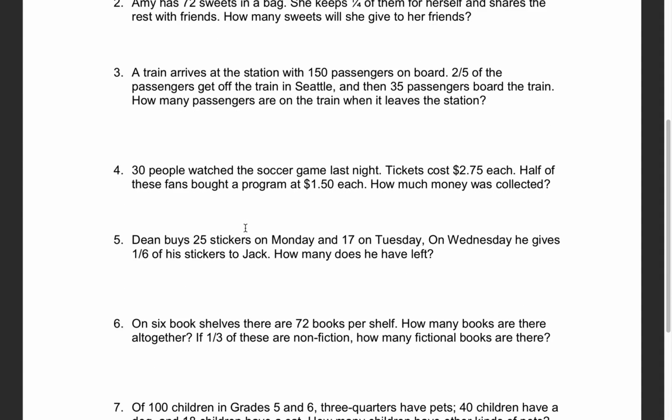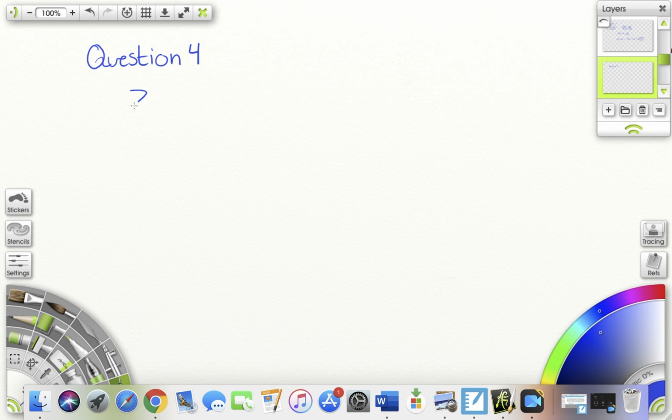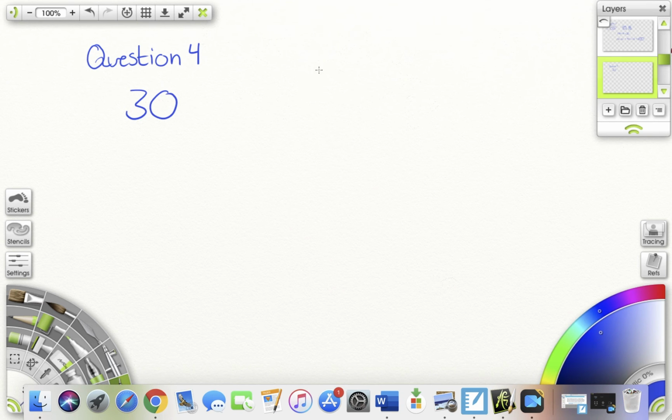Question 4. 30 people watched a soccer game last night. All right. Those tickets cost $2.75 each. So of those 30 people, every single one of them would have had to buy a ticket to go to the soccer game. So they all had to pay $2.75 to go. So I have to figure out how much money they made in just the ticket sales.